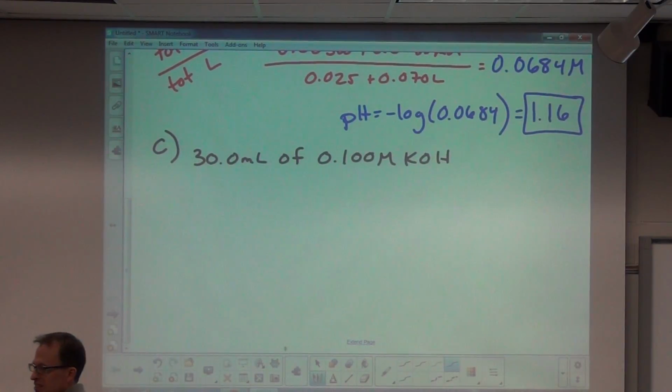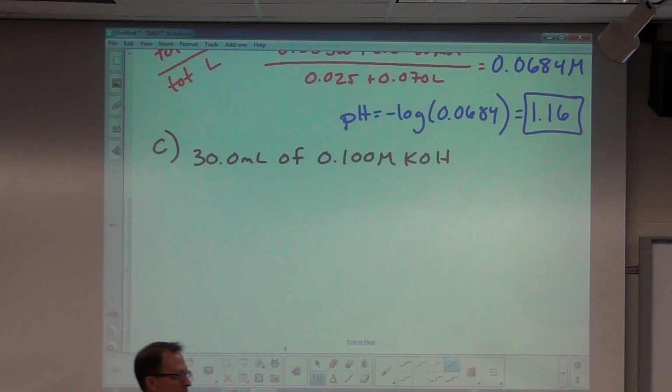Water makes water. It gives me OH. Guys, it's a strong base. It's a strong base. So, whatever OH concentration of that compound, of KOH, that's the concentration of OH minus. So technically I have 0.1 molar of OH. The problem is, I'm adding it to something else.